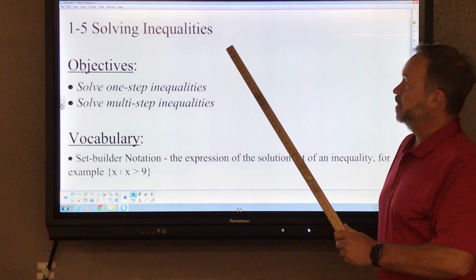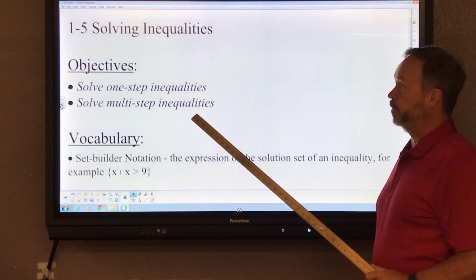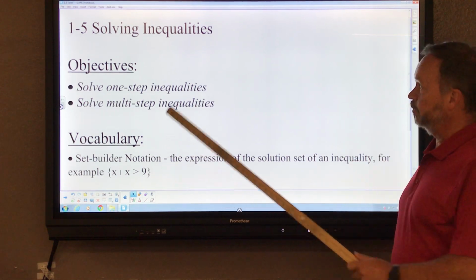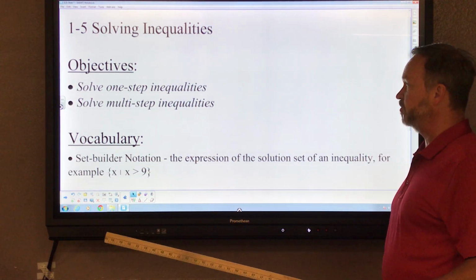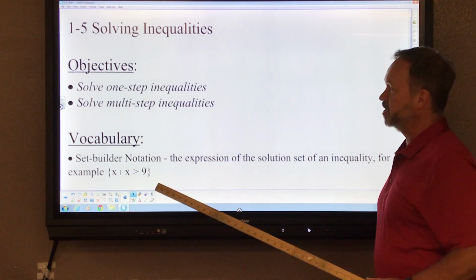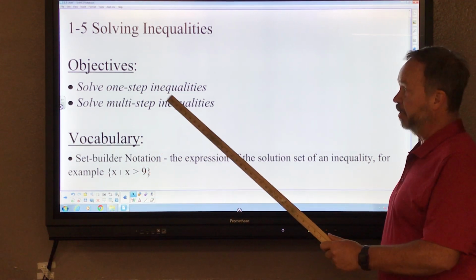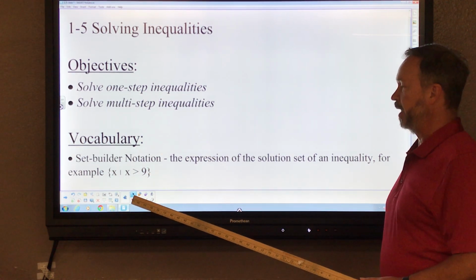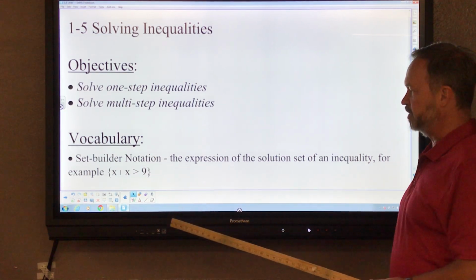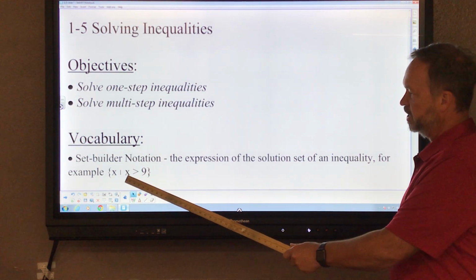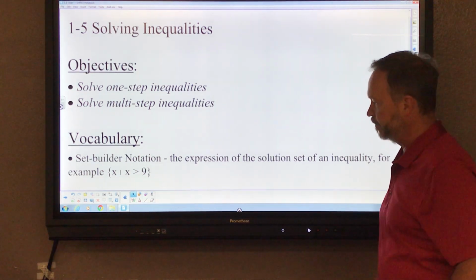So today we're going to continue chapter 1. We've got a couple sections left here. We're going to be solving inequalities, which is an Algebra 1-ish concept, as we've said before. We're going to solve one-step inequalities and multi-step inequalities. And the only kind of new piece is this set builder notation, but you can see what that looks like.